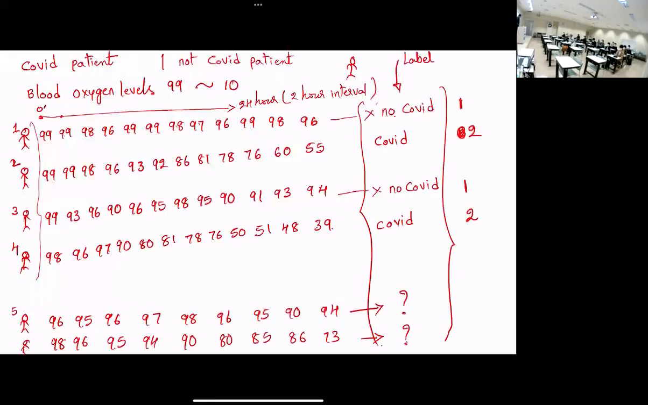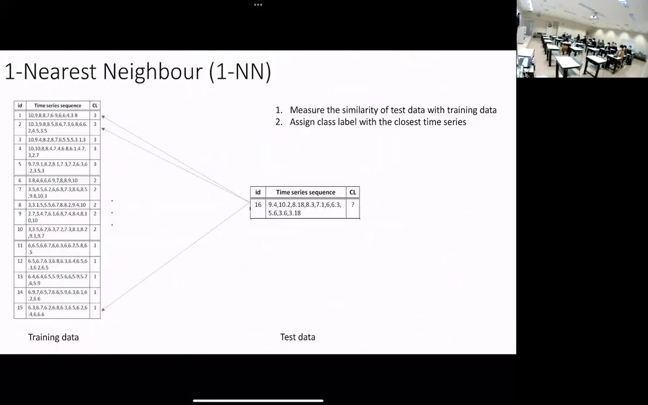So the basic way we do it is called one nearest neighbor. The trick is we take the time series and measure the distance for each of them. So what is the distance from this one to this one? Any distance, Euclidean distance, cosine distance. You have to check how similar this time series is with this series. Then the one that is closest, we assign its class label. So first we measure the distance between the time series, and then we assign the closest value.